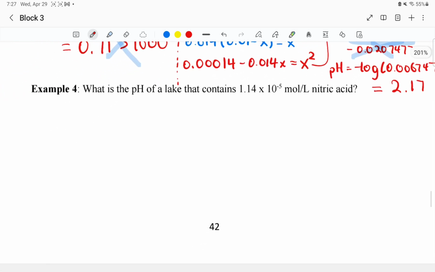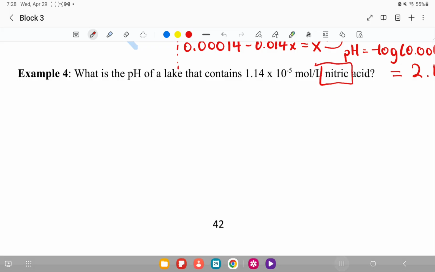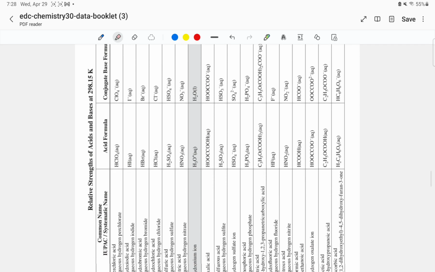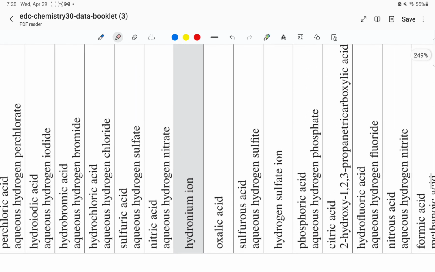All right, so now example number 4 says, what is the pH of a lake that contains 1.14 times 10 to the power negative 5 molar of nitric acid? First thing we're going to do is look up nitric acid. Is that a strong acid or a weak acid? I'm pretty sure it is a strong acid. Yes, nitric acid is a strong acid.